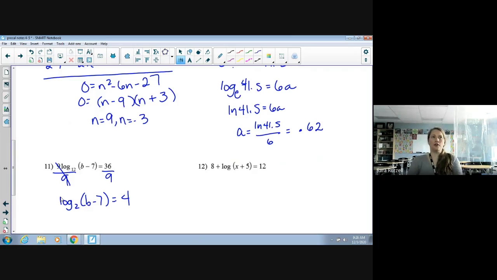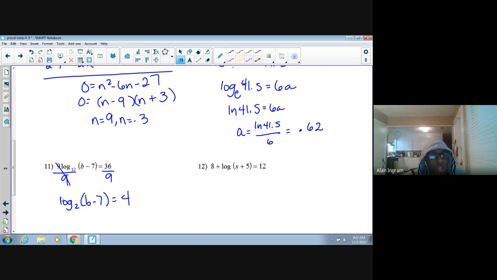Okay, now you're looking at this. You're like, oh man, I got to get that b out of there. What do I need to do? How do I need to rewrite this so that the b is actually solvable? It's a log. So how do you rewrite logs?